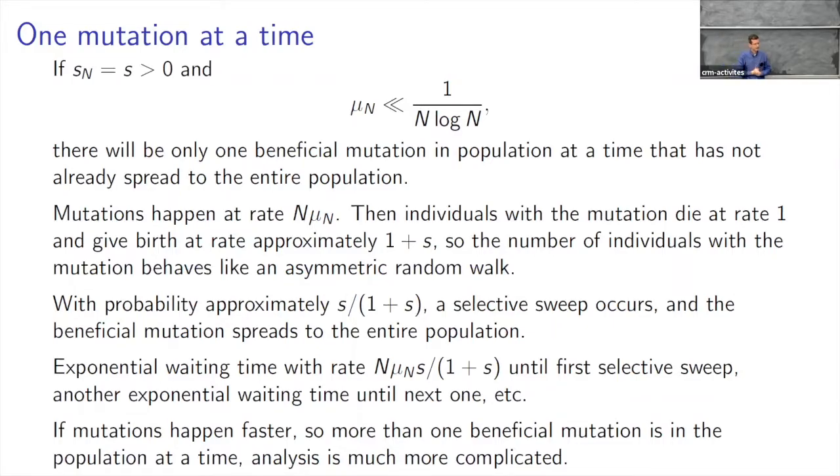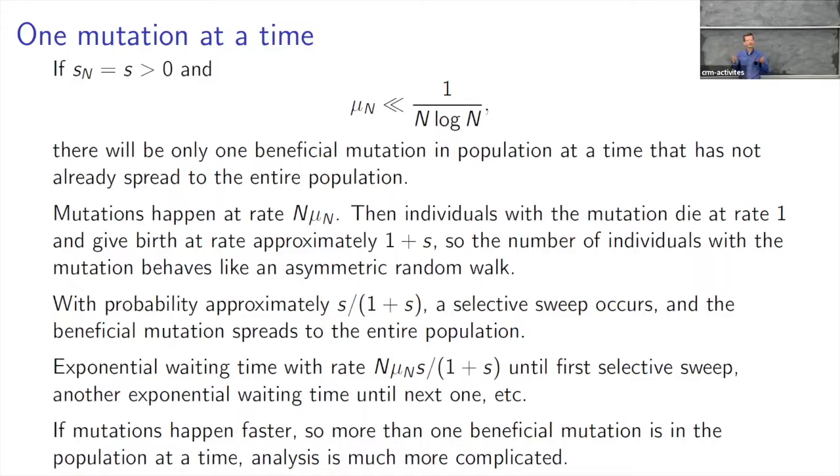And standard calculations for asymmetric random walks tell us that with probability approximately s over 1 plus s, this mutation will spread to the entire population, which is an event known as a selective sweep. So basically, we're going to have approximately an exponential waiting time with rate n times mu n times s over 1 plus s until we see one of these selective sweeps. Then we'll have another independent exponential waiting time until the next selective sweep, and so on.